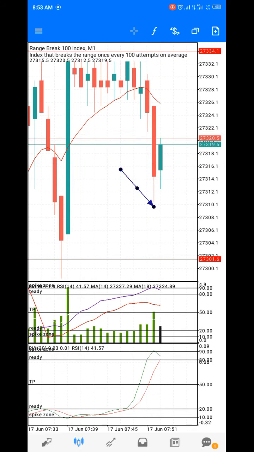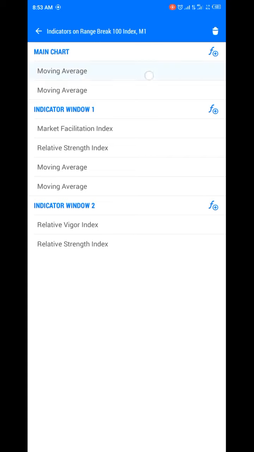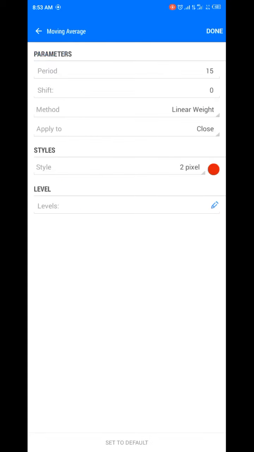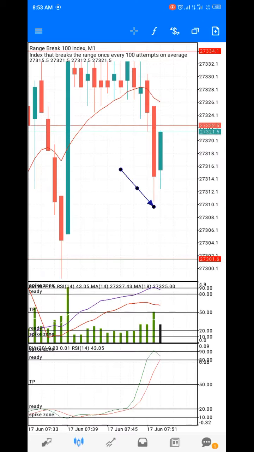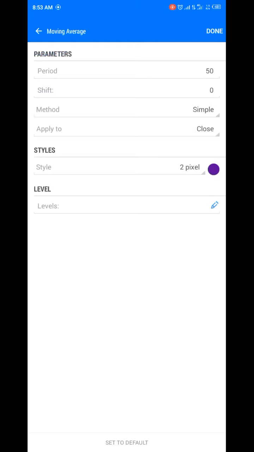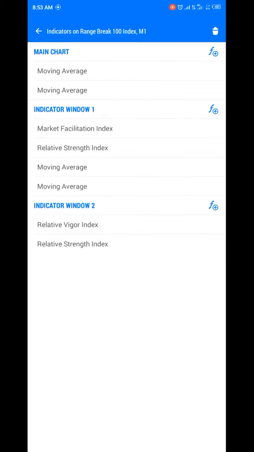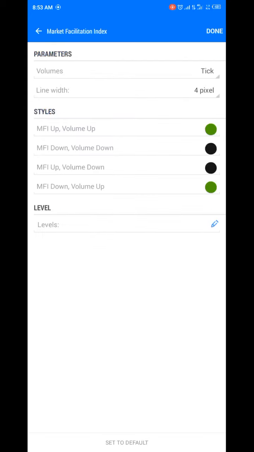So let me just give you the indicator setups. The first thing is your moving average 15, linear weight, apply to close, 2 pixel, whatever color you like. Then the second moving average is moving average 50, shift 0, method simple, apply to close, 2 pixel, whatever color you like. Then your indicator window 2, your market facilitation index, the volume stick, linear weight, 4 pixel, MFI with volume up green, MFI down black, the second one black, then the last one green as well.